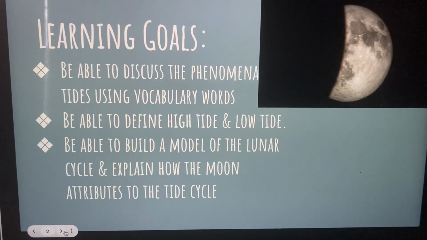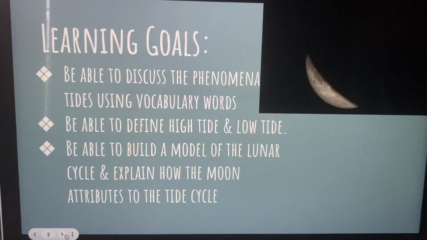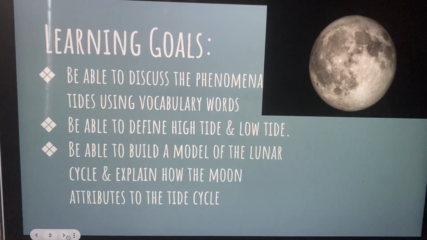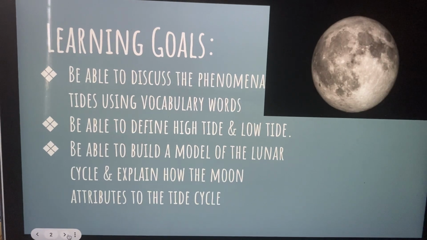The learning goals of this will be for students to be able to discuss the phenomena of tides using the vocabulary words, be able to define high tide and low tide, and able to build a model of the lunar cycles and explain how the moon attributes to the tide cycle.